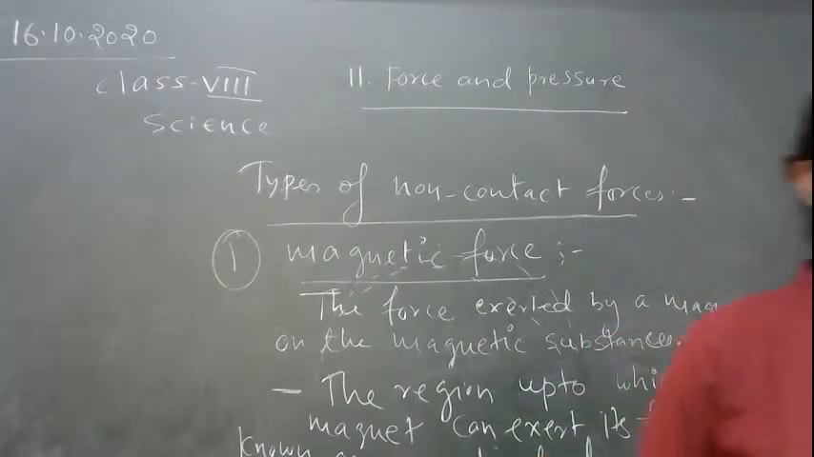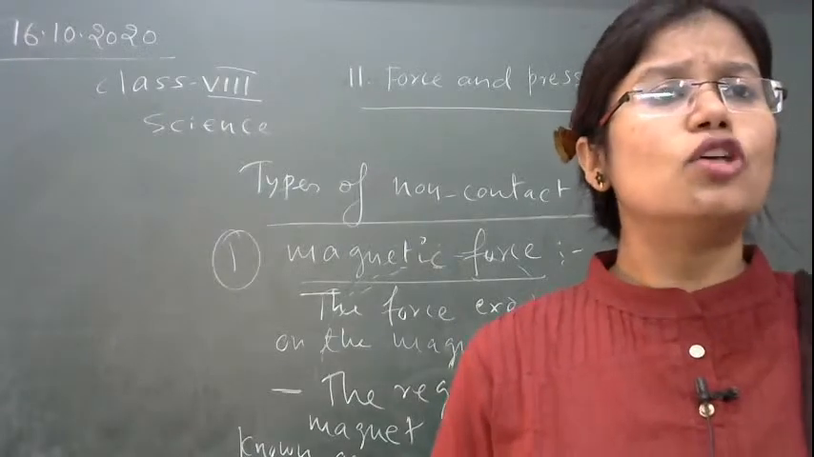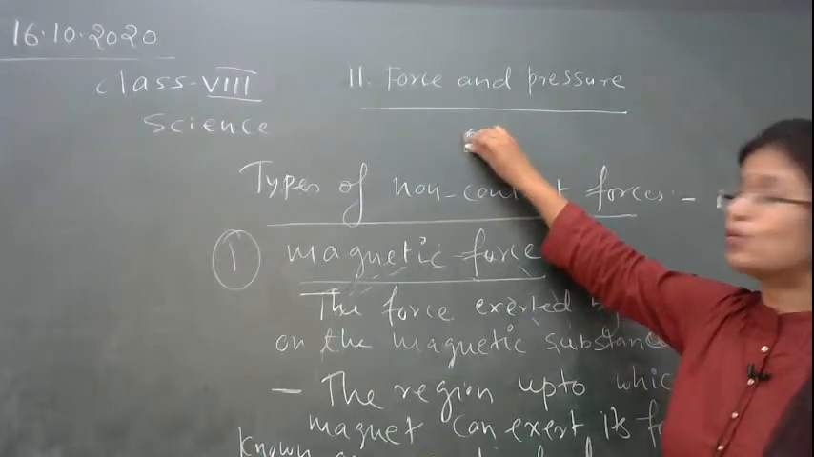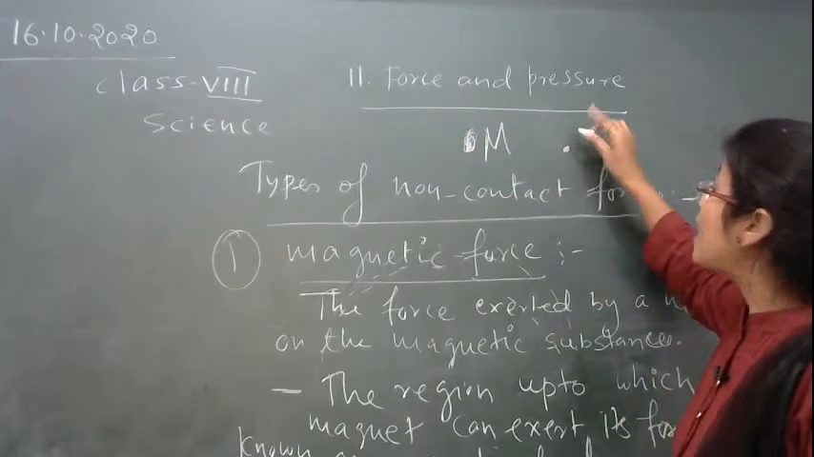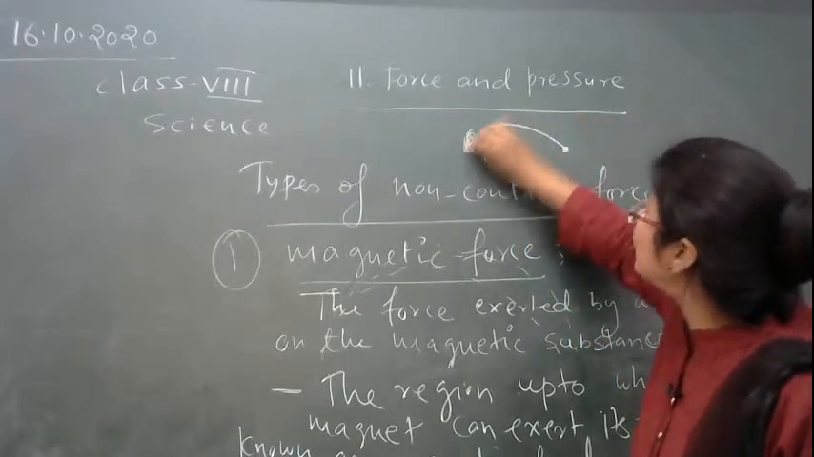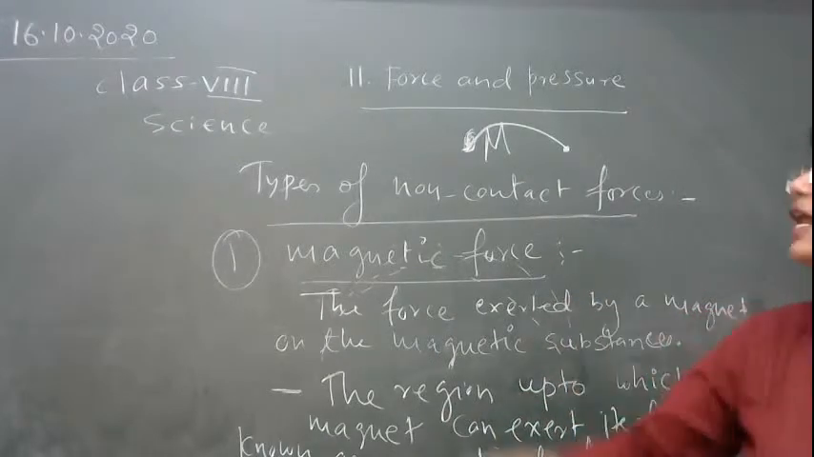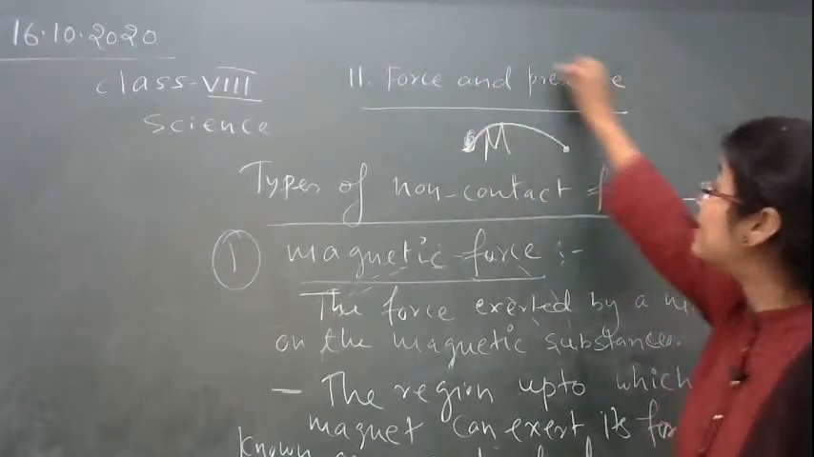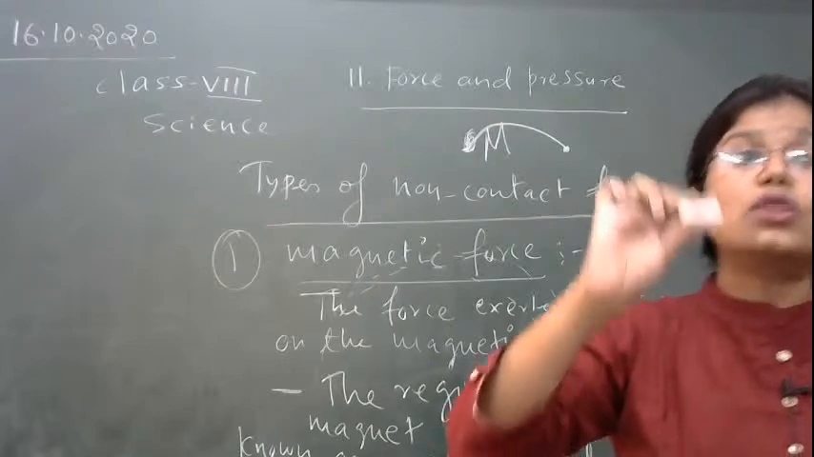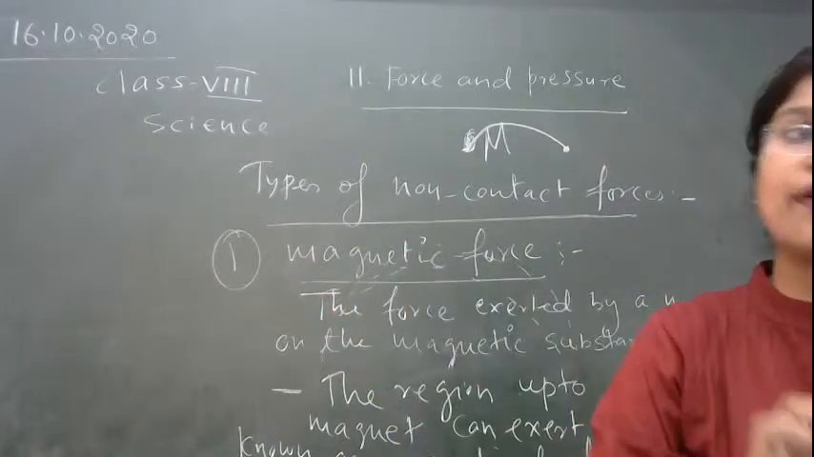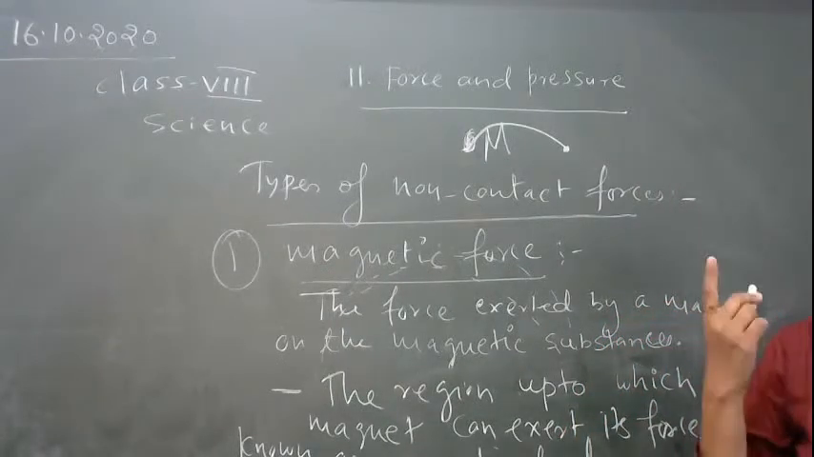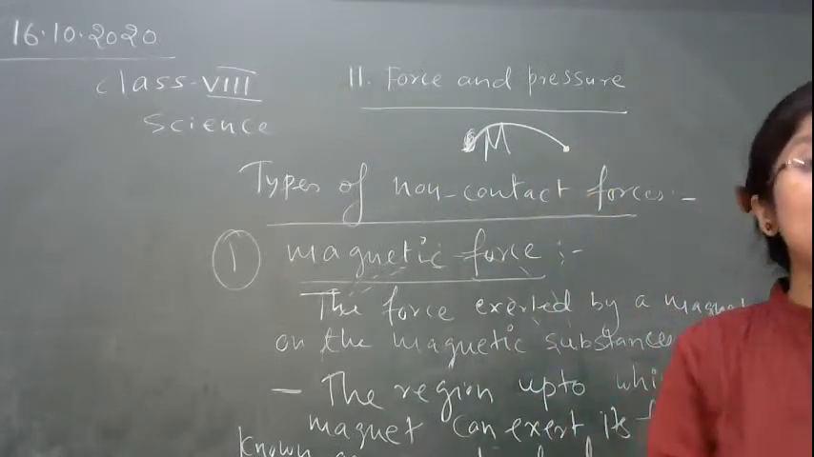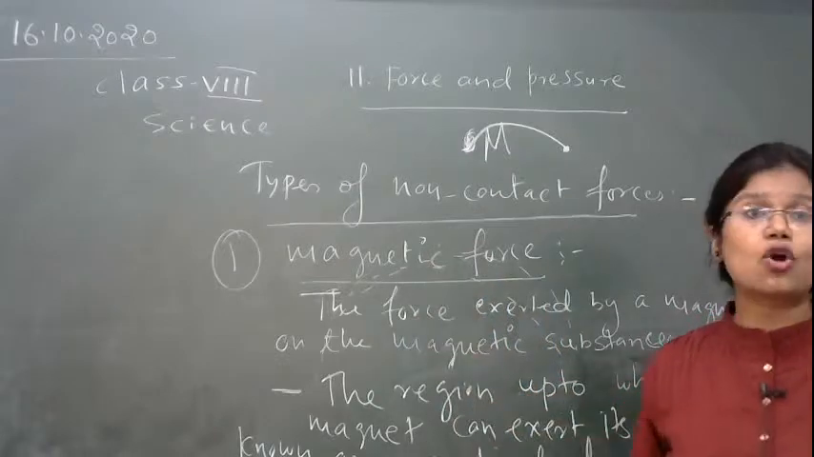Now Suhani is asking a question: ma'am, magnets are attractive, so why do we call it a non-contact force? Suppose here I am having a magnet, dear. Just look at the blackboard, here I am having the magnet and here is the object. It is not necessary that the object will be in contact with the magnet to experience the force, dear. If the particular substance is kept within the magnetic field, without touching, the magnet can attract the magnetic substance. Without physical contact, it can influence the magnetic substance. That is why it is known as a non-contact force, dear.